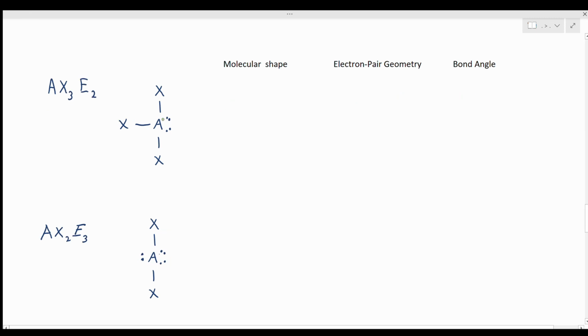AX3E2 has 1 central atom, 3 outer atoms, and 2 lone pairs on A. The molecular shape for this is going to be called T-shape. You can kind of see that, right? So here and here, the T there. And the electron pair geometry, because there are still 5 groups around A, it's going to still be called trigonal bipyramid. And the bond angles are 90 and 120.